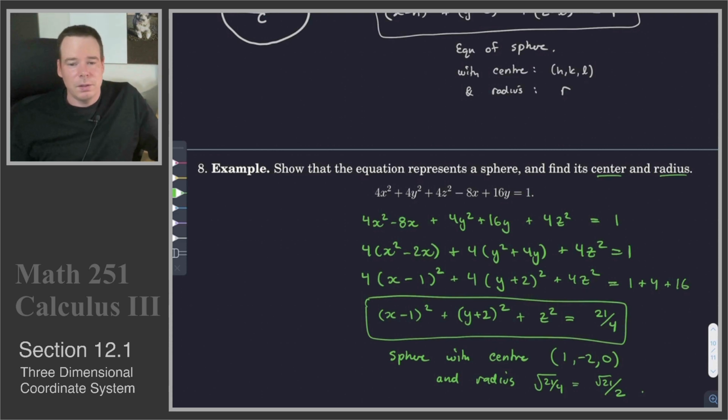Okay, so that's it for this section. The idea was to introduce the three-dimensional coordinate system and to realize that once we have the coordinate system introduced, we can talk about equations which describe certain surfaces. So we were given equations, we were able to figure out what the surface is that represents them, and we also got to a little bit more advanced surface, such as the sphere.